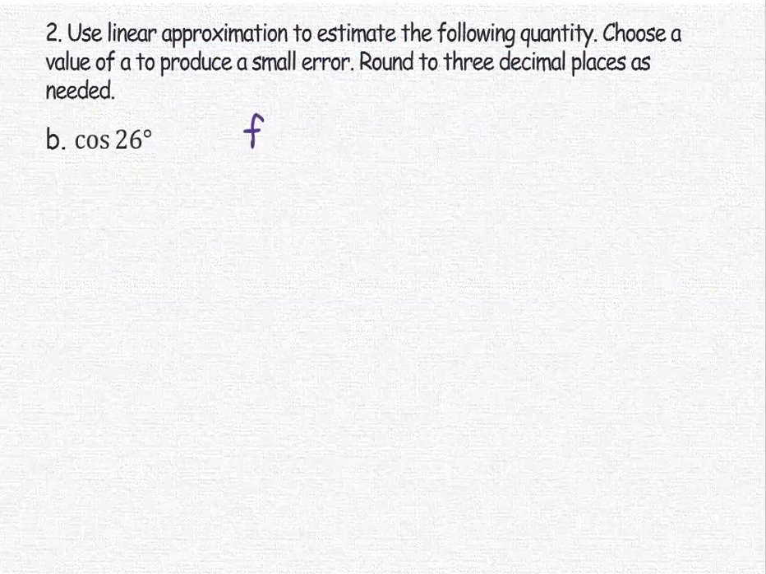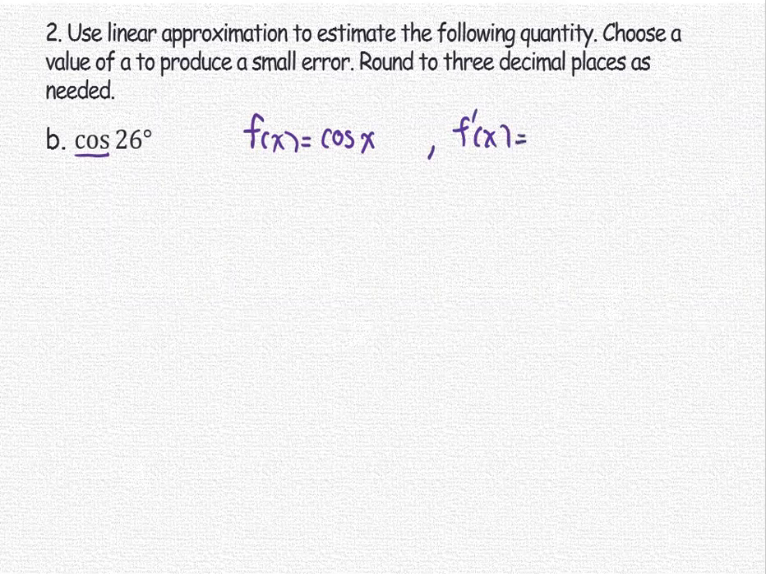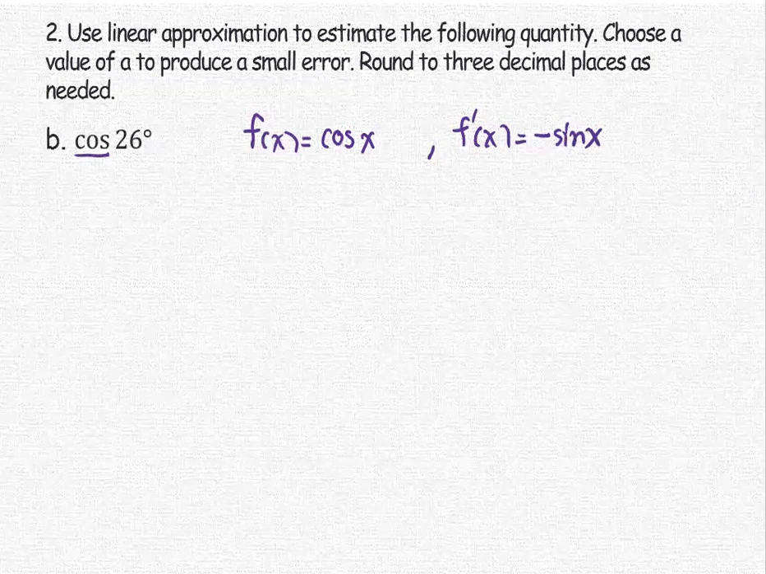The function of x, what do you think? The cosine is so direct for this one. The function is cosine of x and the derivative is going to be negative sine x. How about the point a?